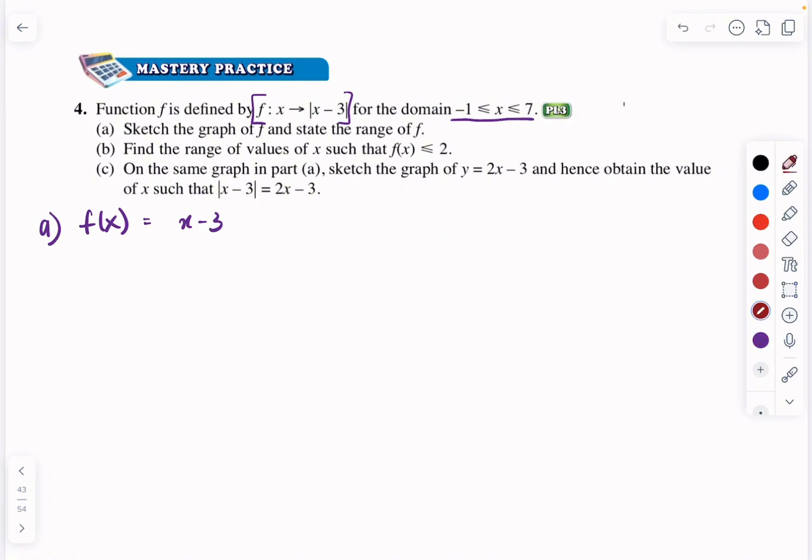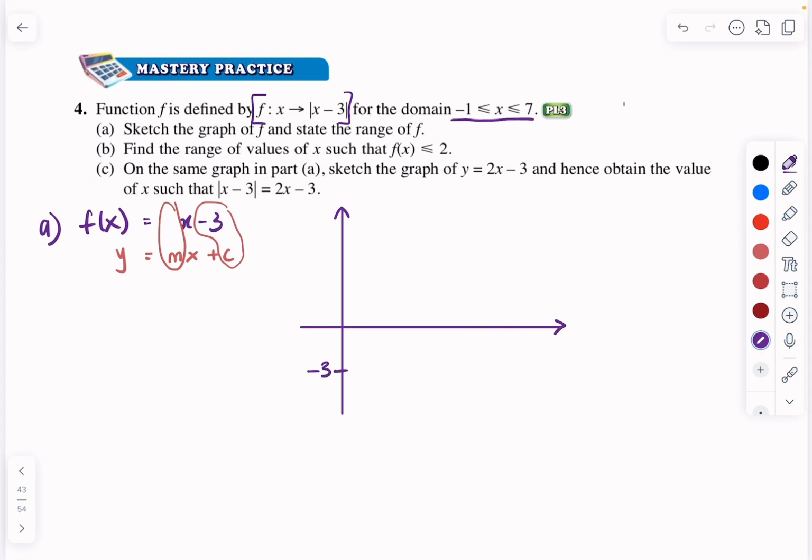So this is actually y = mx + c. So our m is 1 and our y-intercept is negative 3. So when we're drawing the graph, it will cut at negative 3 here, and the gradient is positive 1. So positive means the graph will go up. So the graph will look something like this. And then you have to modulus it, right? Okay, but before we modulus, let's find the y values for the range.